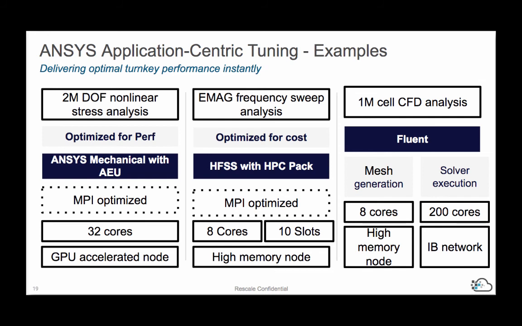And because you're using HFSS, you might want to use a high memory node for that specific application. And finally, if you are running Fluent and a large CFD model, you're able to not only solve your job on the cloud, but you can also generate your mesh on Rescale from the pre-processing interface or in batch using high memory nodes and multiple cores. And you can also then, after that, solve your analysis running a large number of cores and leveraging the InfiniBand network.